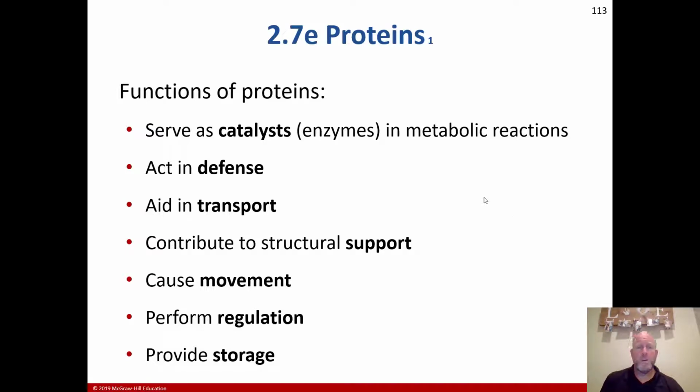All right, we're now going to talk about our last section in chapter 2 on proteins. With the function of proteins, proteins serve as catalysts. Enzymes are proteins in metabolic reactions. They act in defense, they aid in transport, they contribute to structural support, they cause movement, they perform regulation, and they provide storage.